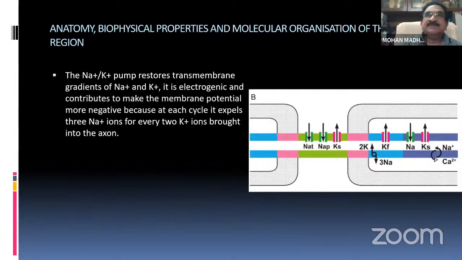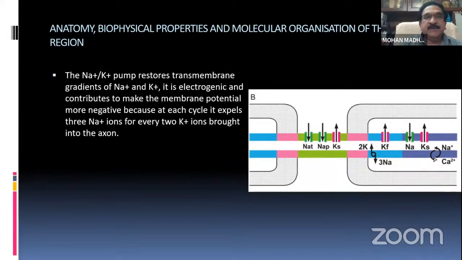There are also two other important things which one should know. The sodium-potassium pump restores a transmembrane gradient for sodium and potassium, as you all know. It is electrogenic and contributes to make the membrane potential more negative because at each cycle it expels 3 sodium ions for every 2 potassium ions put into the axon. So during depolarization, as you all know, sodium enters and potassium comes out. And this has to be reversed by the sodium-potassium pump to maintain the inner negative polarity.